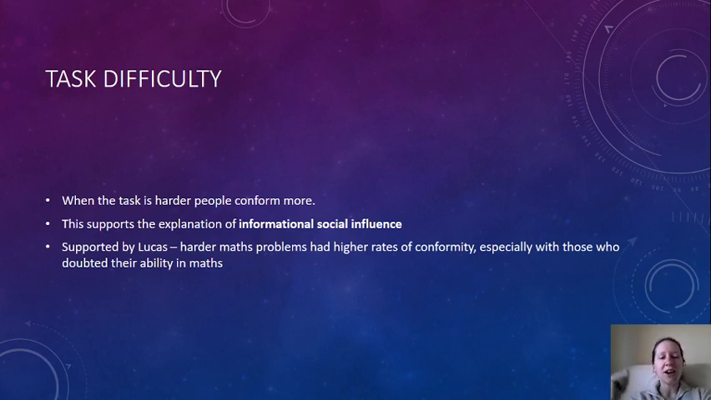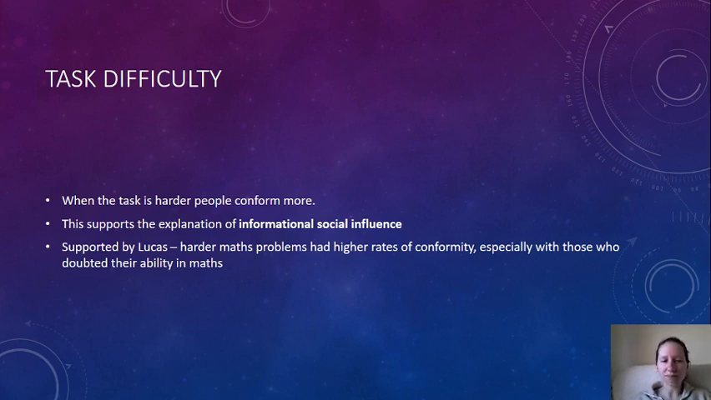Okay, and that's supported by a number of experiments which are outlined in your book in terms of evaluation, but particularly this Lucas experiment is quite nice, where he gave different maths problems to participants and found basically harder maths problems had higher rates of conformity. Again, people weren't sure, they looked to others for information, and that was particularly true. They had higher conformity rates for people who were not confident with maths. So again, those people were not confident, they were looking to other people for information, therefore they were more likely to conform.